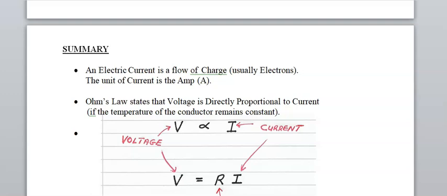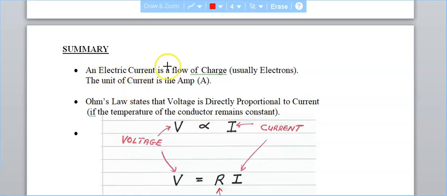So, a quick summary about everything we've hit upon today. First thing, an electric current is a flow of charge, usually electrons in the real world, but not exclusively, and the unit of current is the amp, which has a symbol of A.